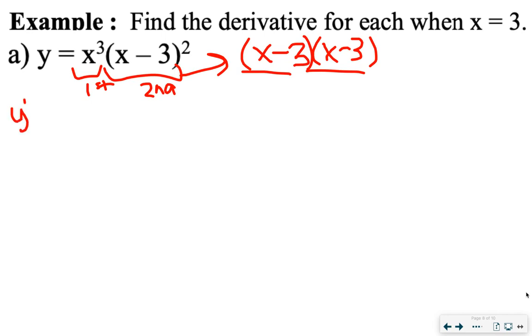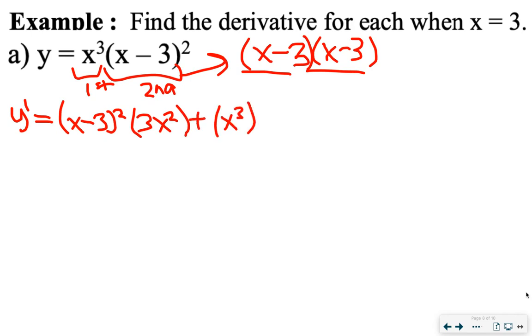Alrighty, so my y prime: second d first plus first times the derivative of the second, which is a second times the derivative of the first plus the first times the derivative of the second.